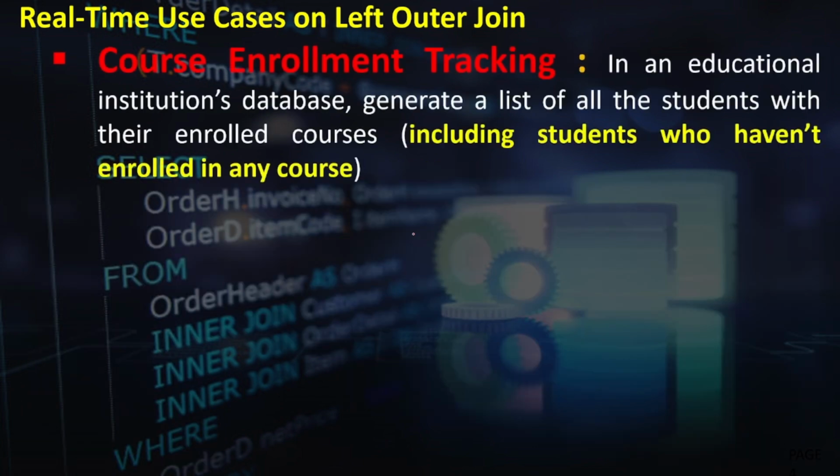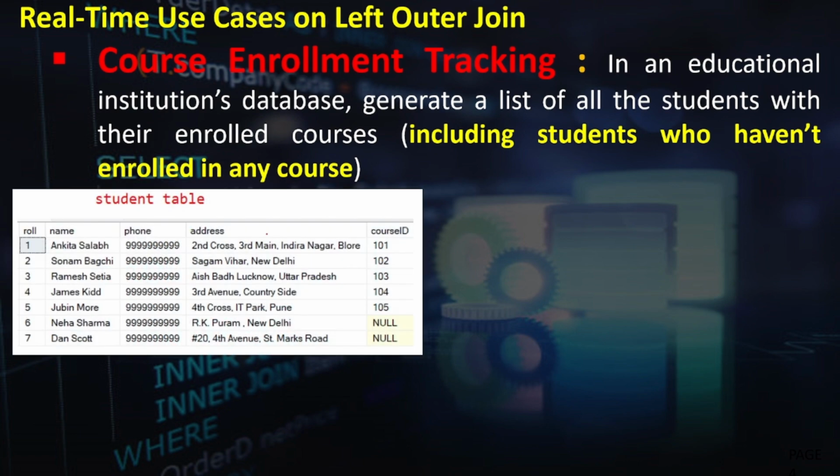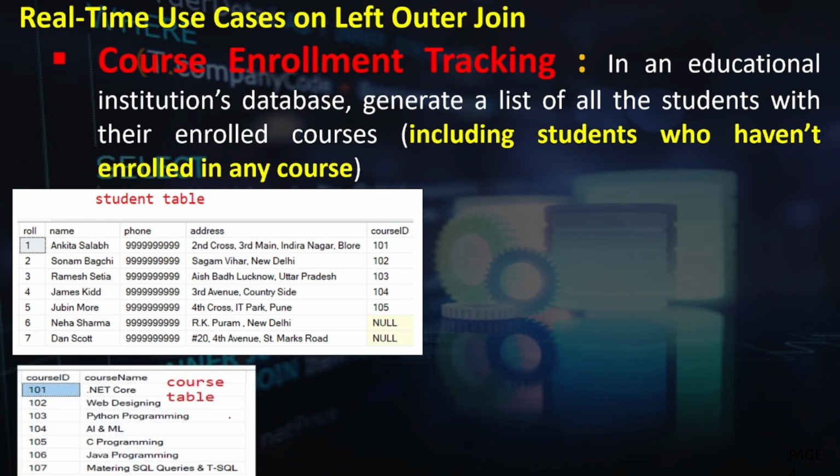Coming to the third use case, course enrollment tracking. There is an educational institution maintaining a database, and it has student data. There is a whole lot of students, but not necessarily all students have enrolled for some course. There are some who are yet to enroll. These are our course details. The educational department wants to retrieve the details so that it displays all the student details, including those students who have not yet enrolled for a course, along with the course enrolled for the others. And this is possible using left outer join.